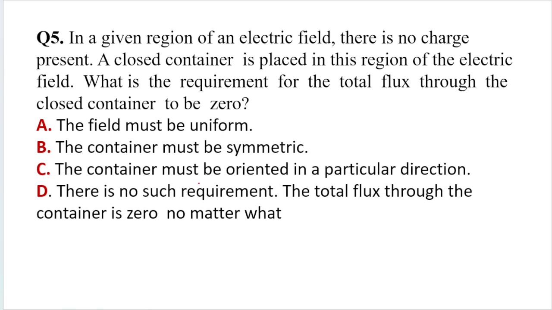What is the requirement for the total flux through the closed container to be zero? The field must be uniform. Wrong, because there is no electric field. So there is no such requirement. The total flux through the container is zero no matter what. So the correct option is D.